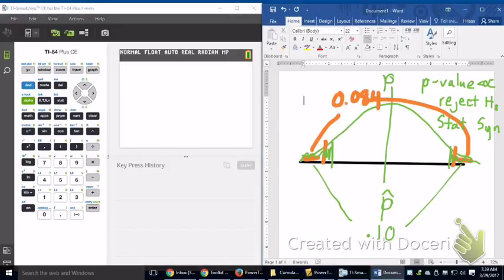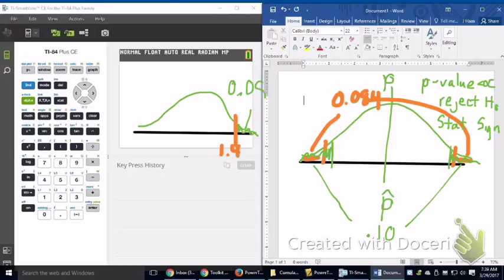Graphically, if you were trying to sketch what that would look like, it would look something like this, with this being your distribution, and there is your z-score cutting off right there at 1.4, and it's cutting off this p-value of basically 0.08 of the distribution.